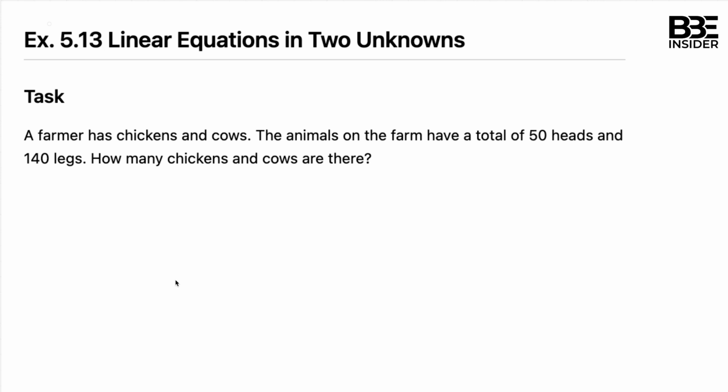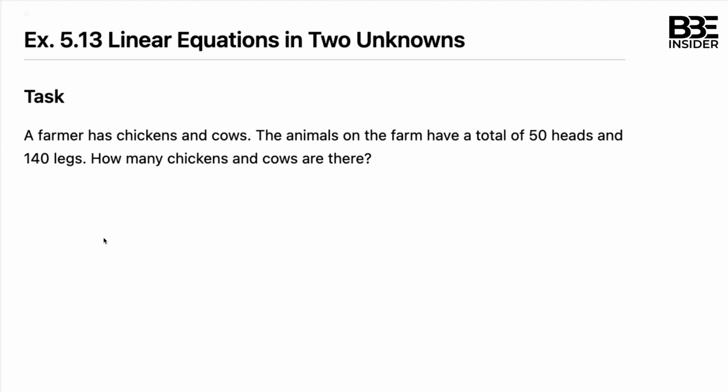But in many cases in the BBE entrance exam, you will encounter something like the text problem, a problem where you first need to come up with a system of equations by yourself and then solve them afterwards. This is what we will do in this example. To create a system of equations, we first need to understand the task. Therefore, let's read through it together.